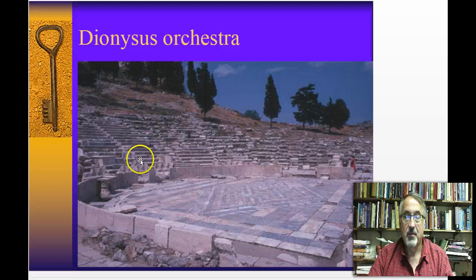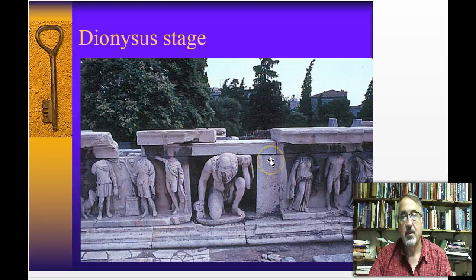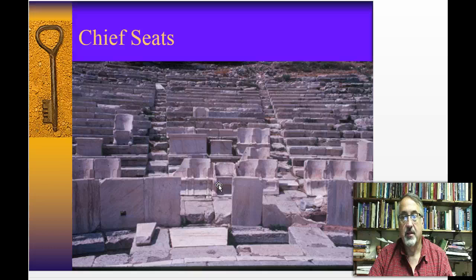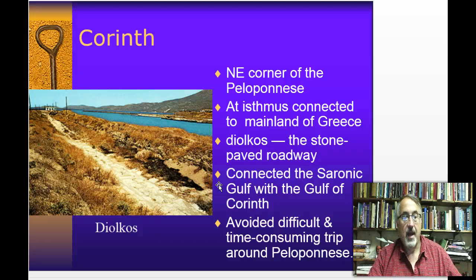Here's part of the staging. You can see at the Theater of Dionysus those so-called chief seats. Jesus talks about seeking the chief seats. Paul will then move south from Athens to Corinth.